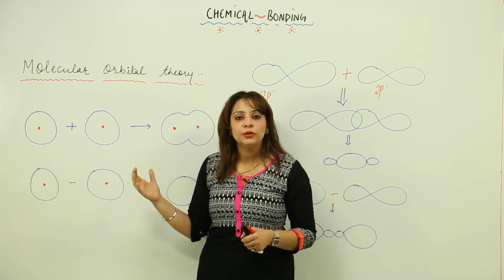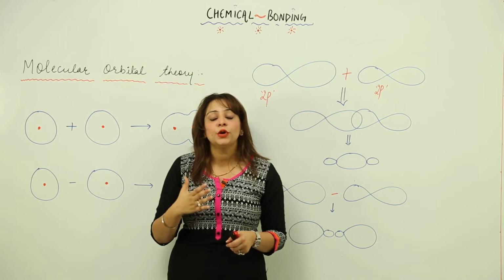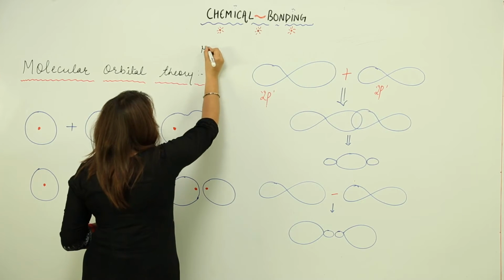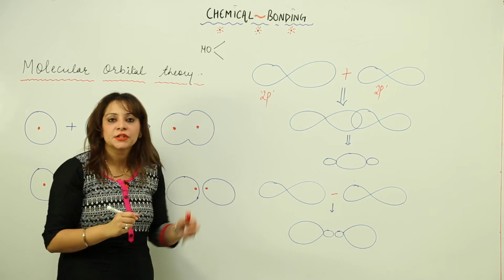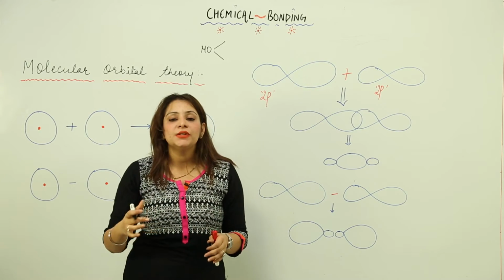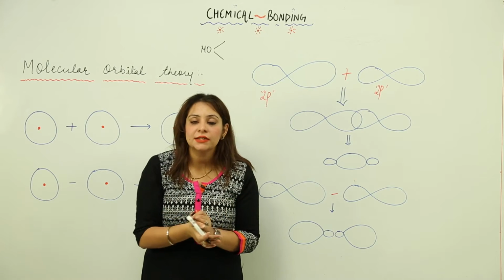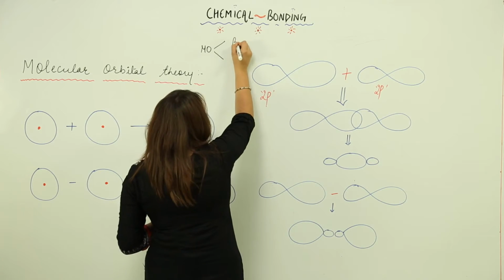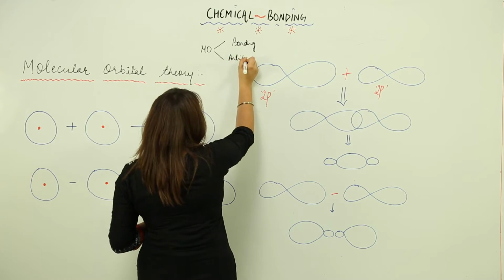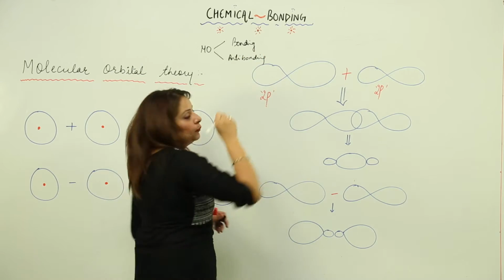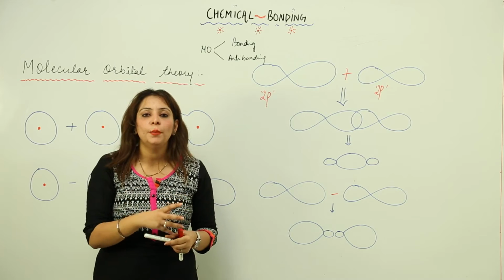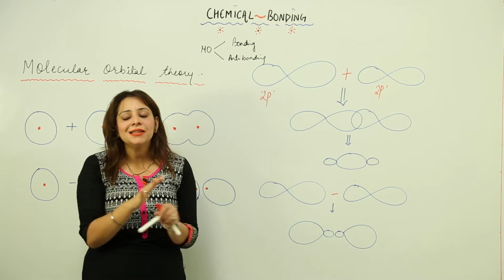Before that, I just want to tell you that molecular orbitals are divided into two types. As we know, they differ in energy and in symmetry, so depending upon those factors they are divided into two types. We have bonding molecular orbital and we have anti-bonding molecular orbital. Now what is the reason that we classify molecular orbitals as bonding and anti-bonding? The reason is very simple.